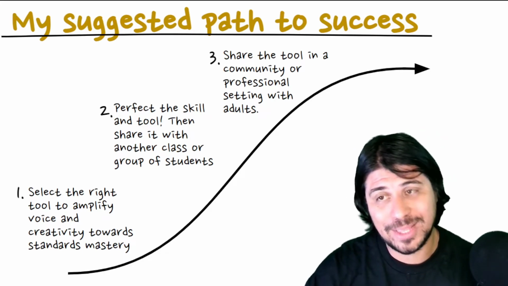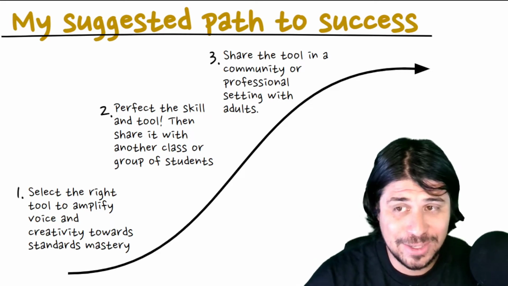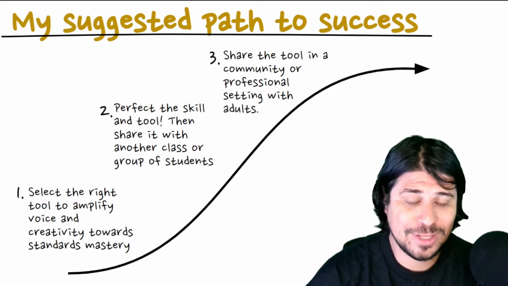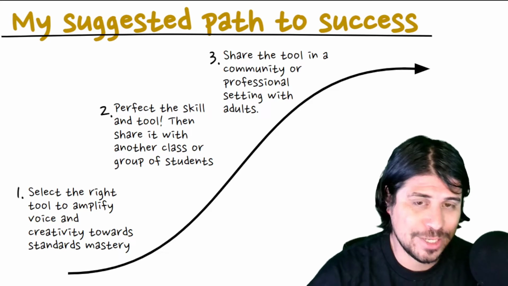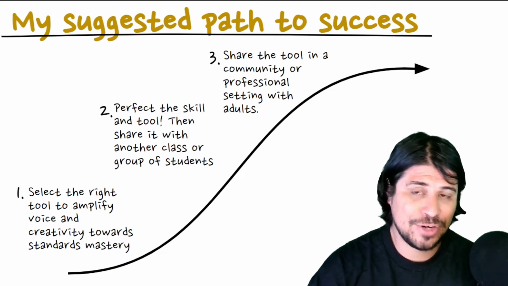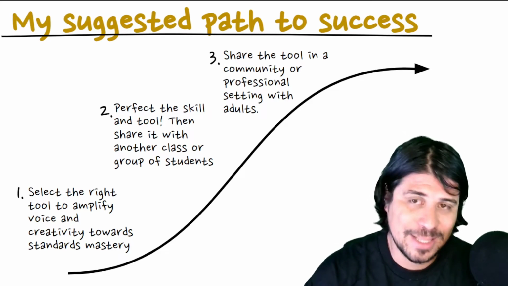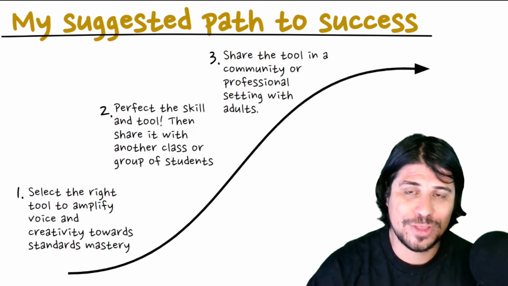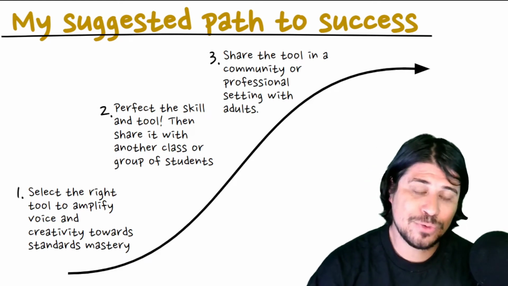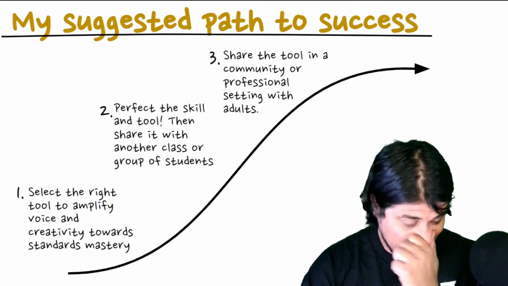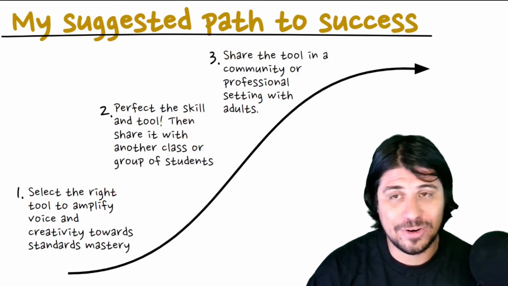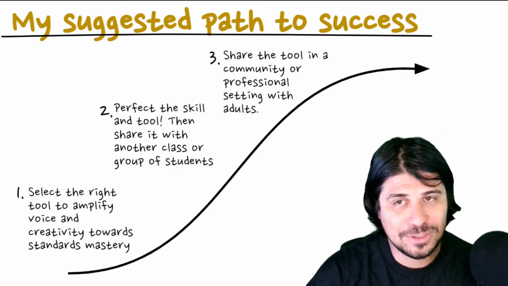Next, when the kids finally perfect the tool and the skill, see if you could share it with another class or another group of students. If you're teaching in elementary, you can ask your neighbor, hey, can we combine classes and have my students work with your students to show them how they did this? If you're teaching middle school, maybe you have first period create your artifact, and then you share that artifact with second period and see what the results are.